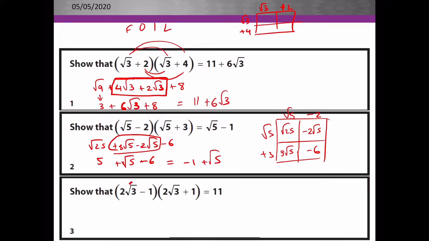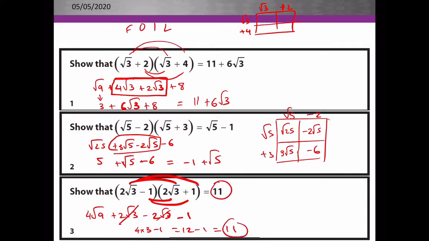Last one again. So, 2 root 3 times 2 root 3, well that gives us 4 root 9. 2 root 3 times 1 gives us 2 root 3. Minus 2 root 3 and minus 1. So, see if we can simplify anything. Well, these two actually cancel out. So 4 root 9 is 4 times 3, take 1, which is 12, take 1, which is 11. So you can actually see 11 plus 6 root 3.